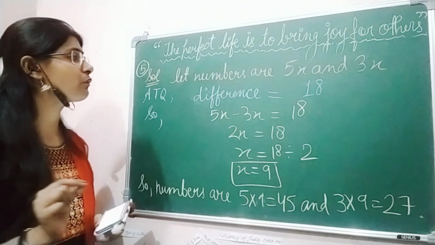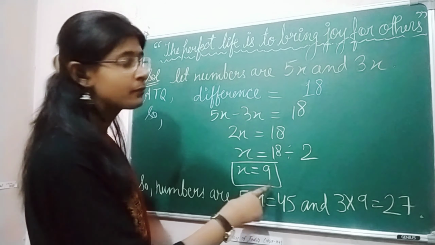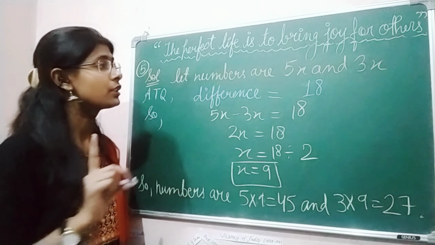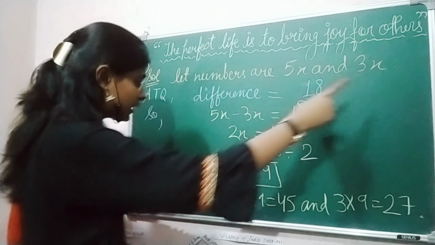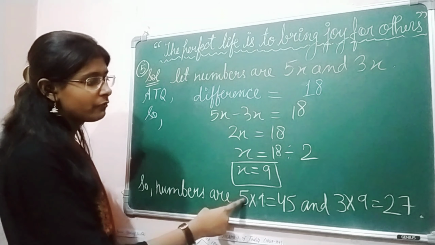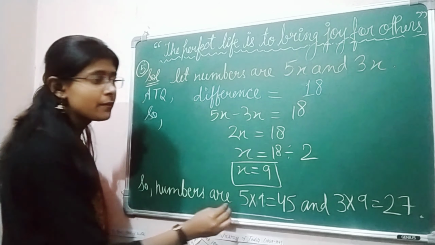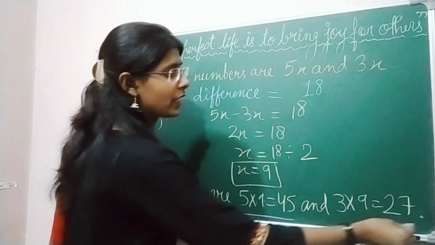5x minus 3x will fetch you 2x. 2x is equal to 18. 2 is in multiplication, will go in division, and x is equal to 9. But 9 is not your answer. You need 5x and 3x, right? So the numbers are 5 multiplied by 9, that is 45, and 3 multiplied by 9, that is 27. So your answers would be 45 and 27.